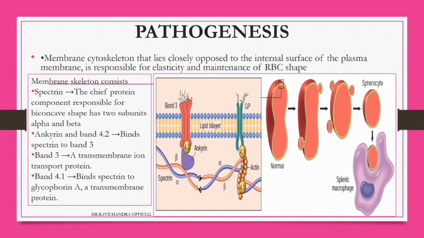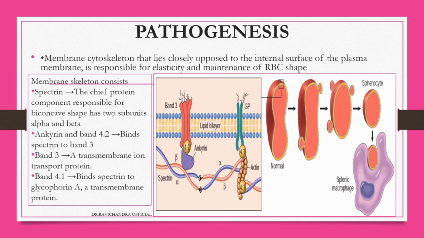The skeleton is made up of some proteins which lie closely opposite to the internal surface of the plasma membrane, and they are responsible for the elasticity and maintenance of the RBC shape. These membrane skeleton proteins are made up of spectrins, ankyrins, band 3, band 4.1, and band 4.2.